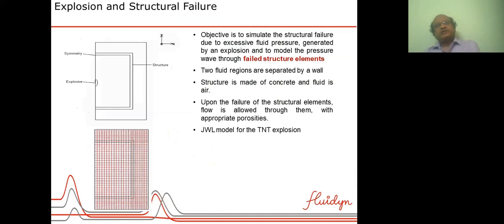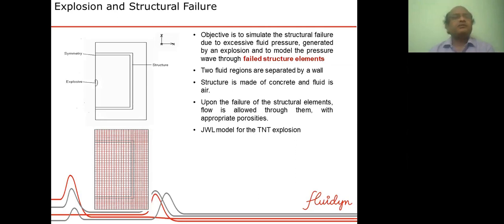So far, we considered the deformation of the structure, but there was no failure of the structure. But there are some situations when the structure may fail, and two different flow domains on either side of the structure may have to be connected. One example is the structural damage due to explosion. For example, this shows a room, and at the center there is an explosive, and there is a structure in front of that. Then there is the domain outside.